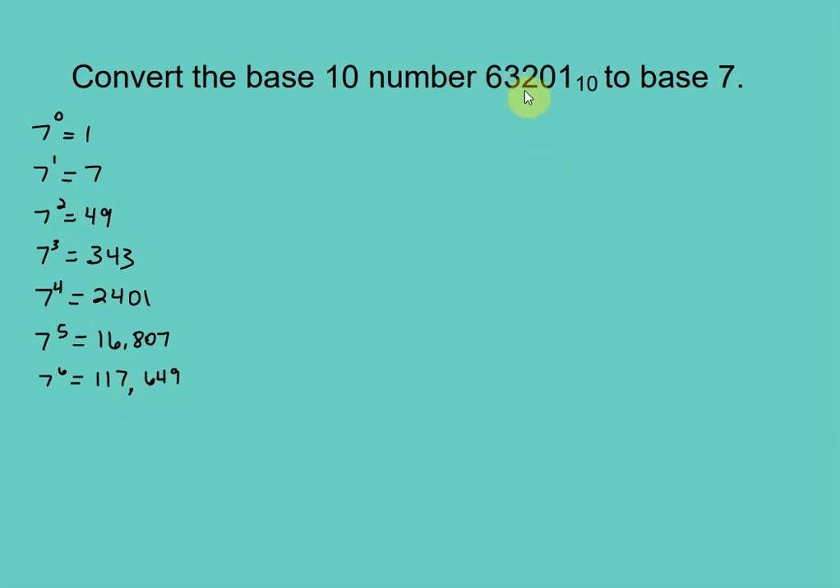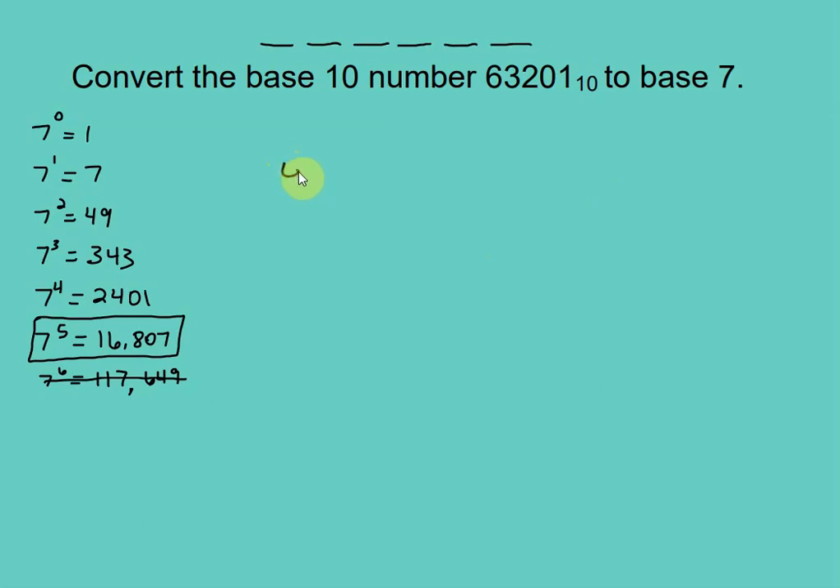Our number is 63,201. So that's too big. So we're going to go with 7 to the 5th power, which is 16,807. This is 7 to the 5th power, so we know that our answer is going to have 6 digits in it. 1, 2, 3, 4, 5, 6 digits.